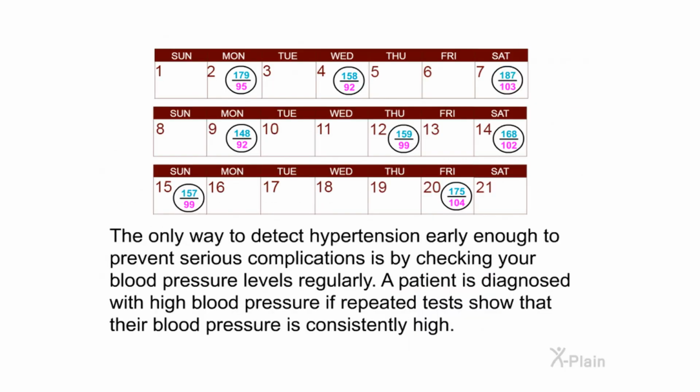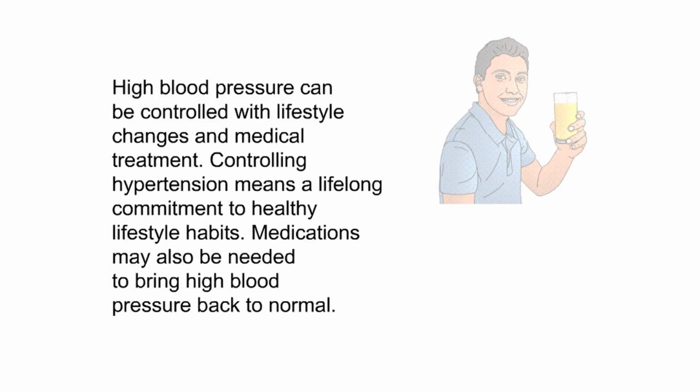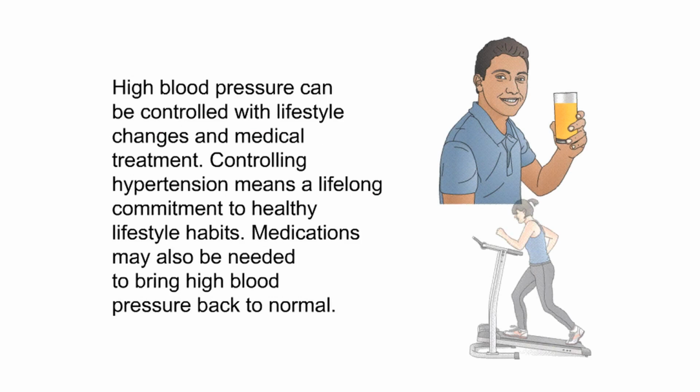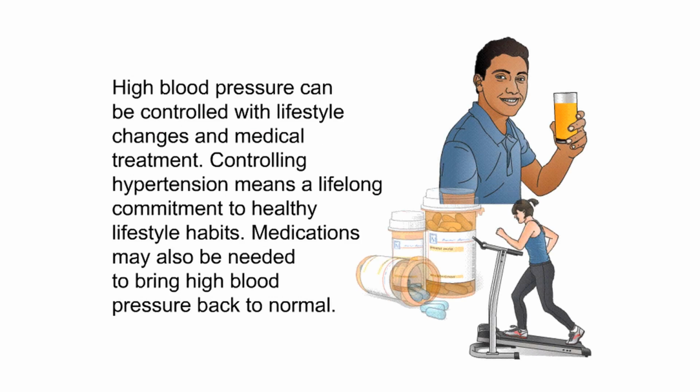The only way to detect hypertension early enough to prevent serious complications is by checking your blood pressure levels regularly. A patient is diagnosed with high blood pressure if repeated tests show that their blood pressure is consistently high. High blood pressure can be controlled with lifestyle changes and medical treatment. Controlling hypertension means a lifelong commitment to healthy lifestyle habits.